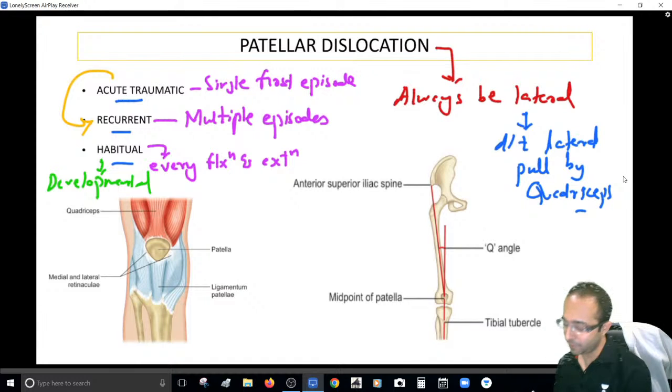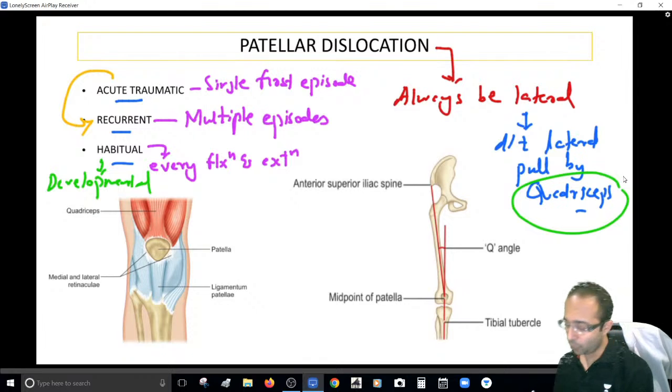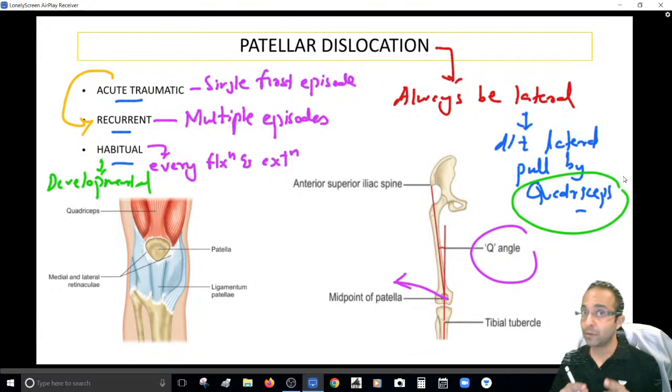See, the patella tends to be a sesamoid bone within the tendon of this muscle quadriceps. Now quadriceps originates from the anterior superior iliac spine, goes down and attaches to the patella and ends up on the tibial tuberosity as ligamentum patellae. Now if you see the origin of quadriceps and the insertion of quadriceps, they are lateral to the patella. So whenever this muscle contracts, it will generate a lateral pull on the patella. In fact, this lateral pull is calculated by what you call the Q angle, the quadriceps angle.